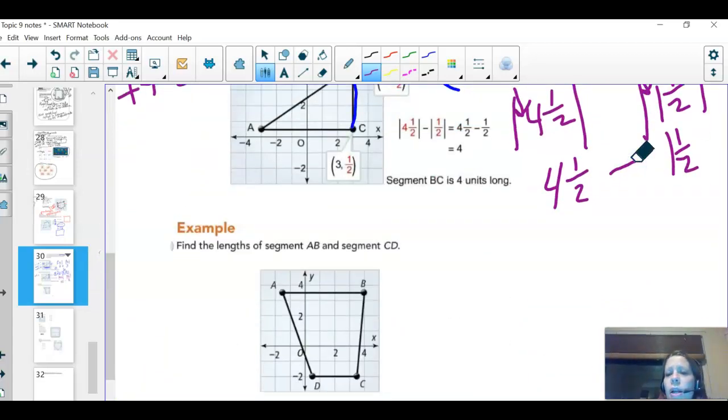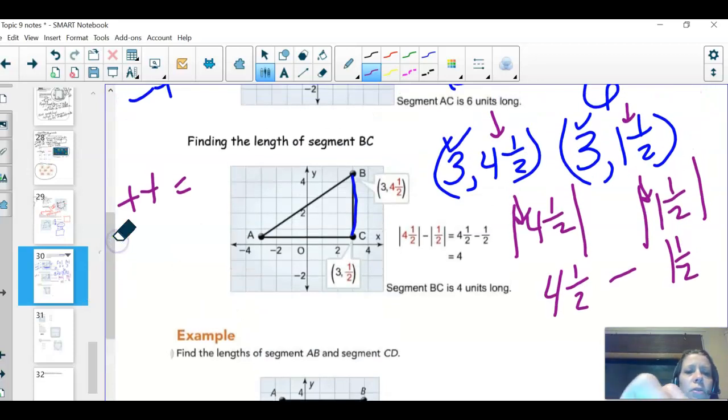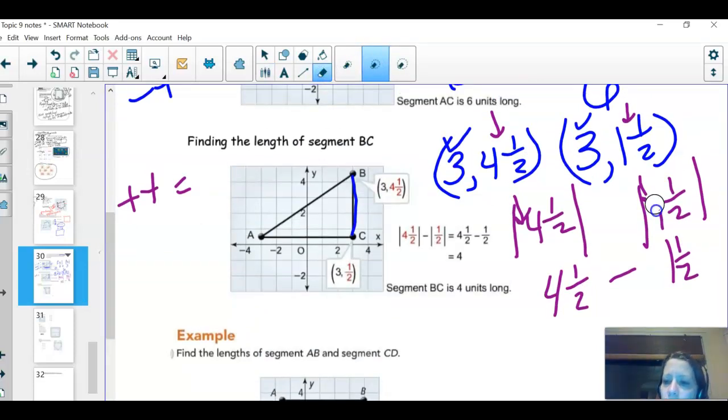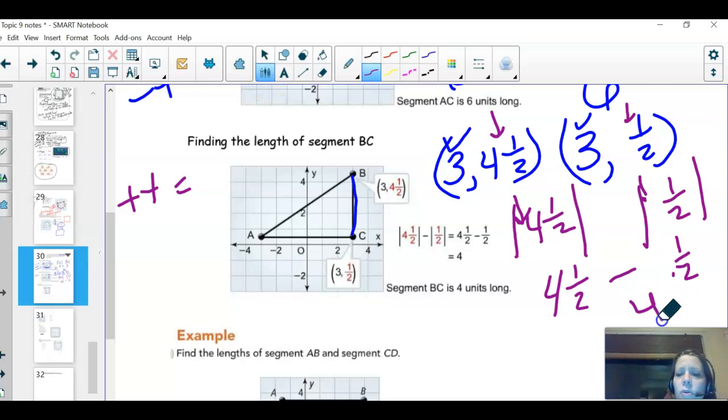So 4.5 minus 1.5. Oh, I'm sorry, I wrote 1.5, and it's 1/2. Lo siento. Este es solamente un medio. No, es 1 y 1 medio. So 4.5 minus 1/2 equals 4.